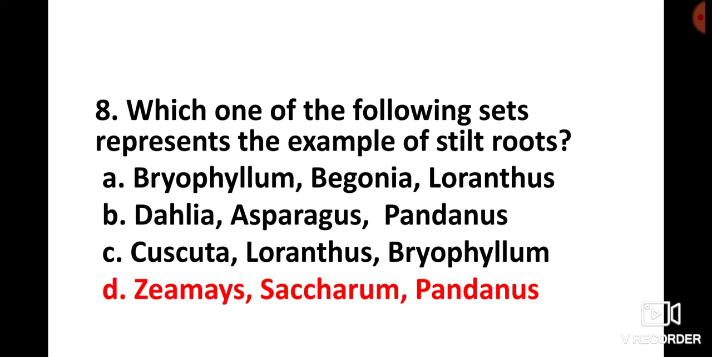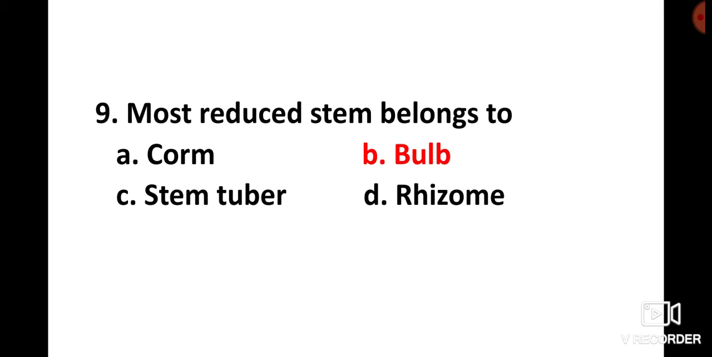Question number 8. Which one of the following sets represents the example of stilt roots? Right answer is D. Zea mays, Saccharum and Pandanus. These 3 are examples for stilt roots.